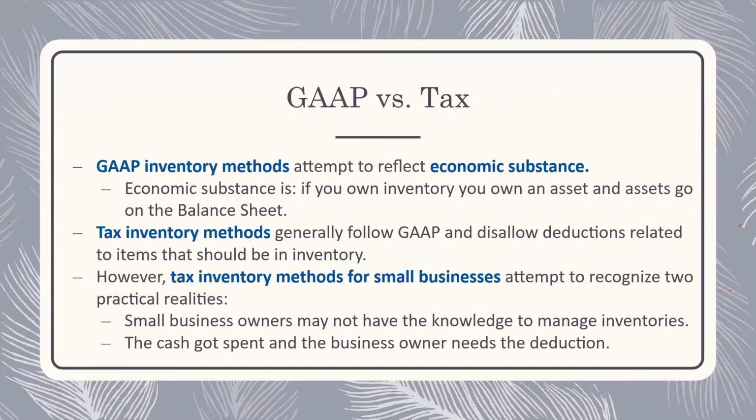So moving forward though, GAAP inventory methods. This is a preview of some of the stuff you're going to go into with Olivia next week, and it's also setting you up for the critical tax decisions. GAAP inventory methods are reflecting economic substance. The economic substance is, if you own the inventory, you own an asset. Assets go on the balance sheet.